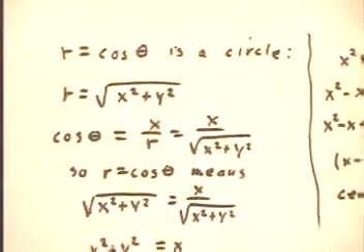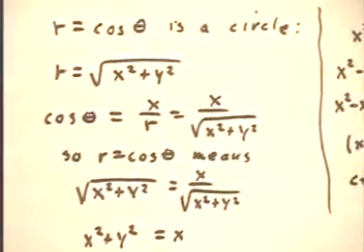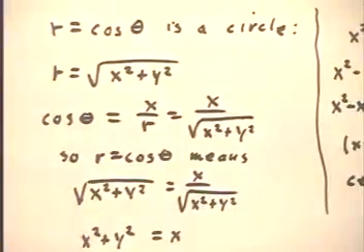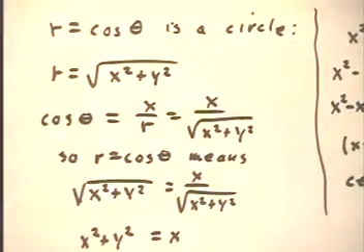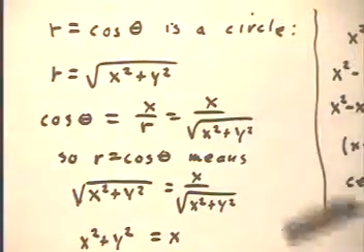Now we've proved that r equals cosine theta is indeed a circle. Remember, a circle is a quadratic form. You have x squared and you have a y squared, then you might have some x's and y's. Now note that this circle is not centered at the origin, so we're probably going to end up having to do some completing of the square and so forth. But here's what we do now.